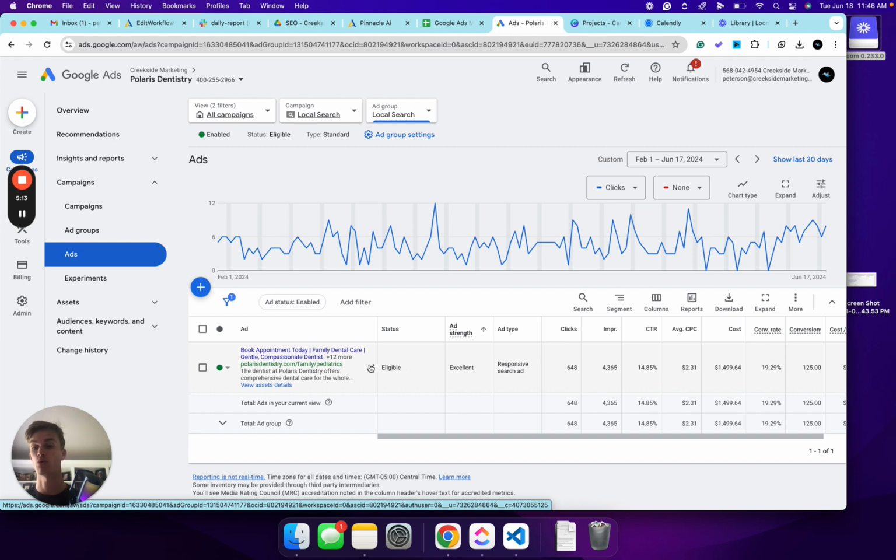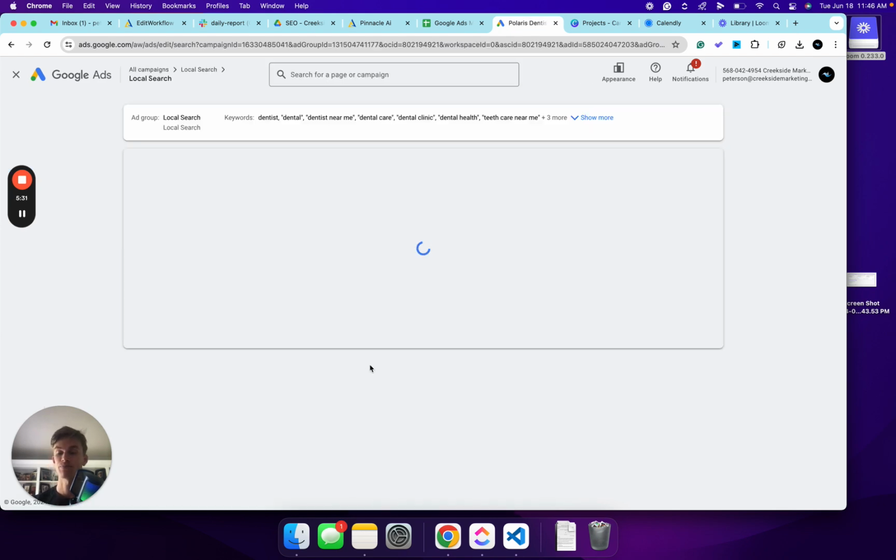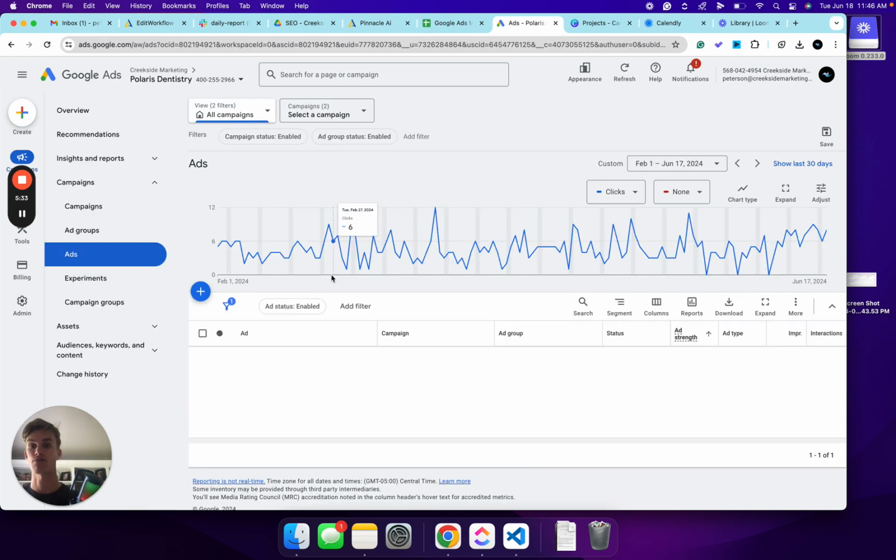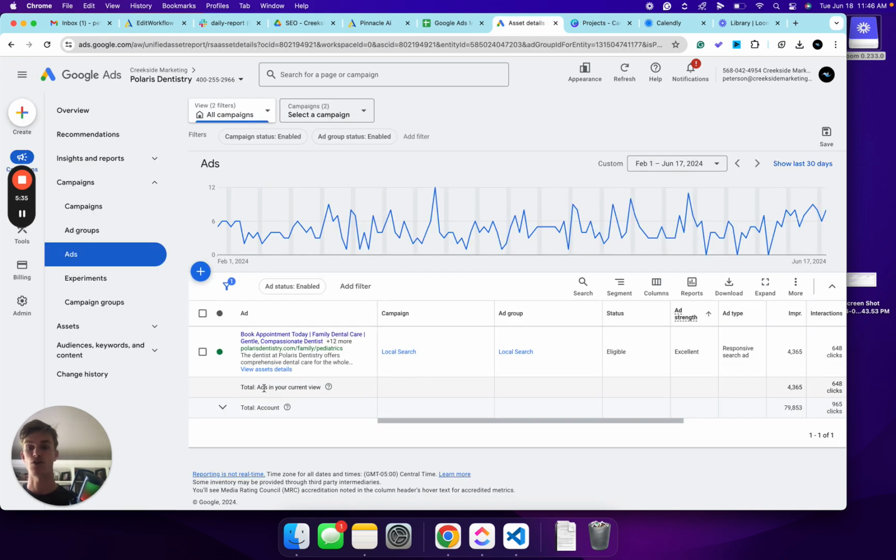But the actual adjustment is going to be made inside the ad. The data that you find can be found from the campaign side of things, can be found from the ad group side of things, or can be found from the ad level. But at the end of the day, we're making the changes inside the ad itself. So actually, we're going to go back out of this, and we're going to click View Asset Details.